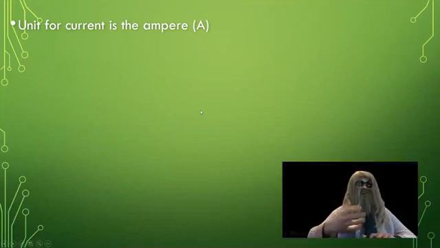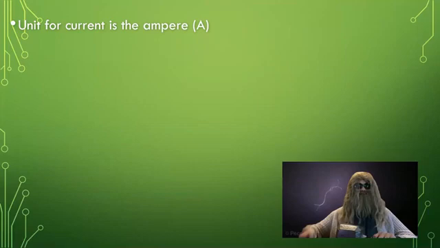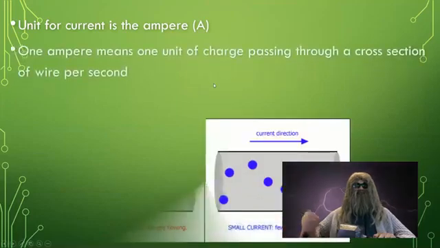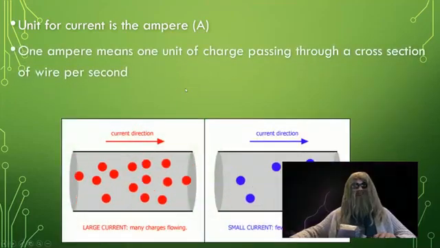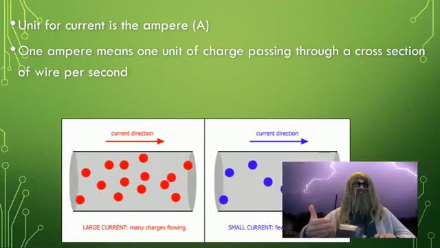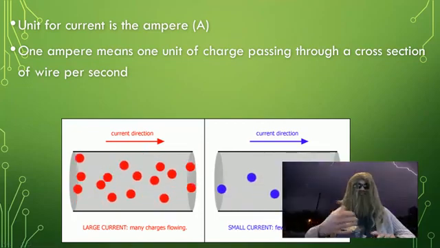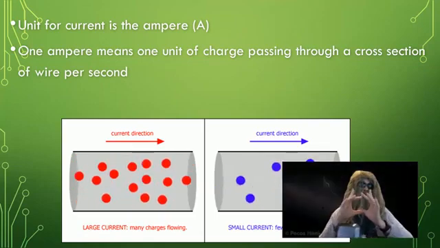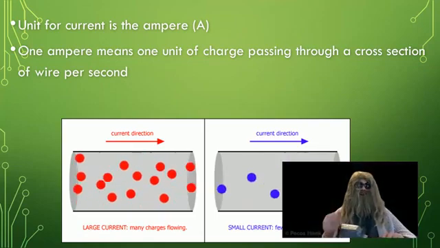But anyway, current has a unit, and it is called the ampere, represented with a big A. So the current is measured in amperes. Now what it means is 1 ampere is 1 unit of charge, and a unit is a large amount of charged particles that move through a section of wire per second.